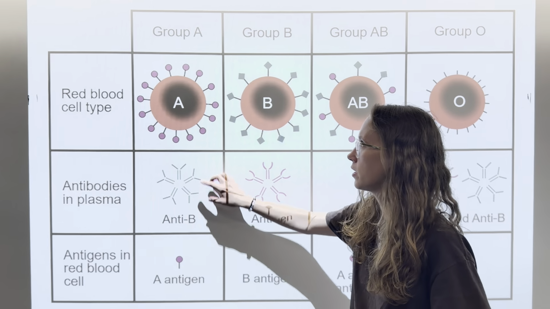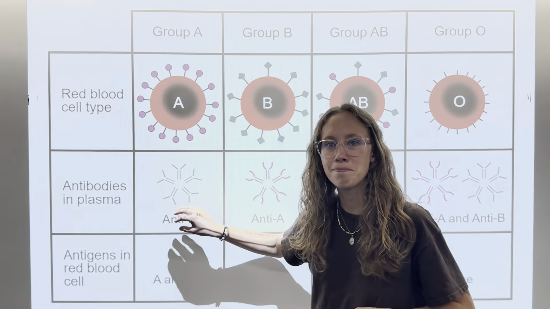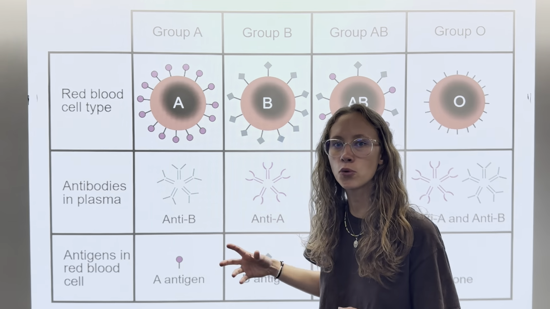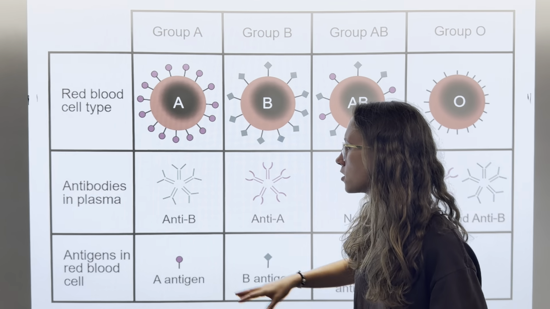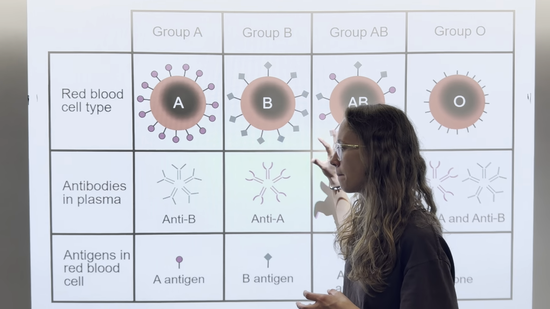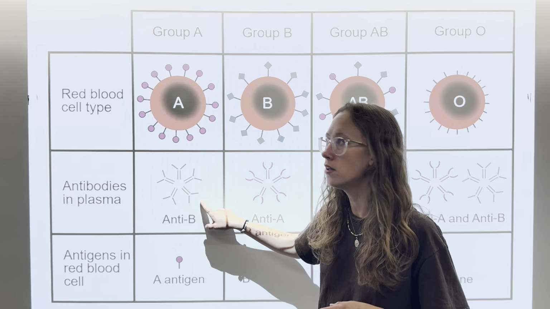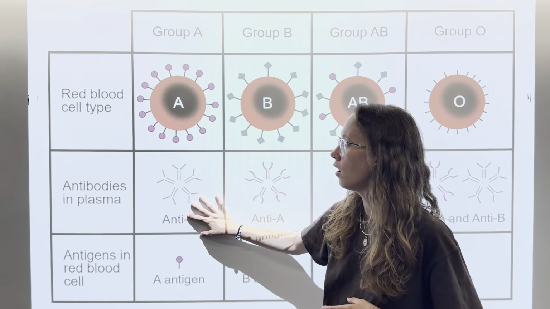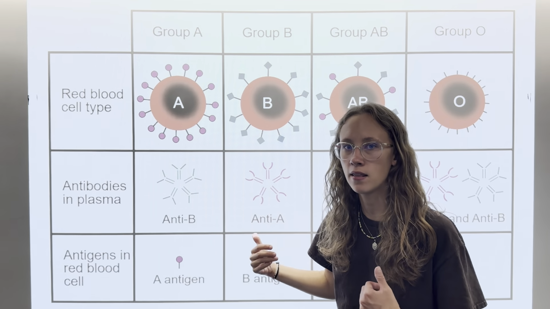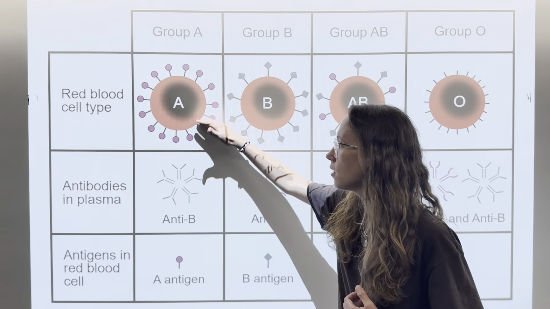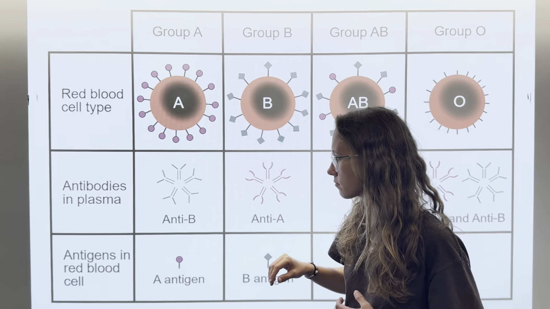So for example, in the group A blood, they have anti-B antibodies floating around in the plasma. So again, not on the red blood cell, but in the plasma. What that means is if there is a B antigen that comes into the blood or the plasma of someone with these anti-B antibodies, it's going to attack that cell. So B blood cells, not good with the A blood cells.